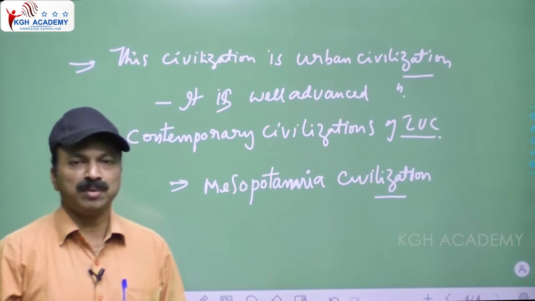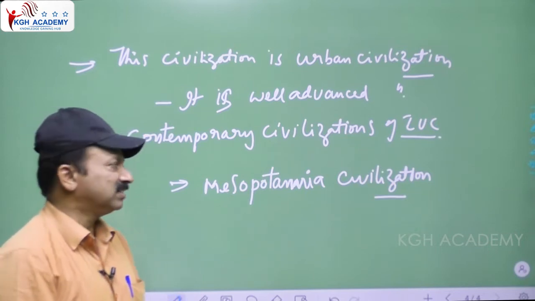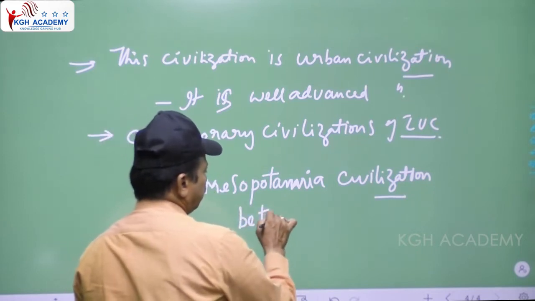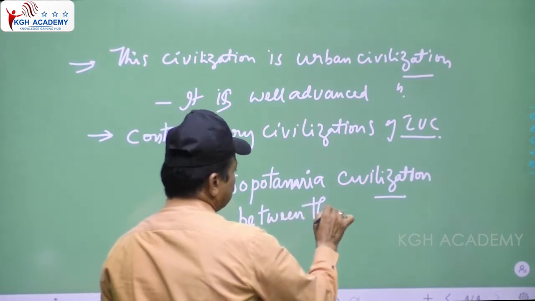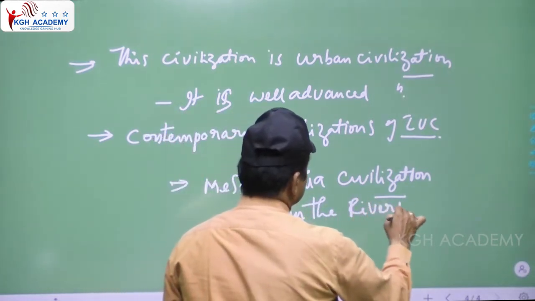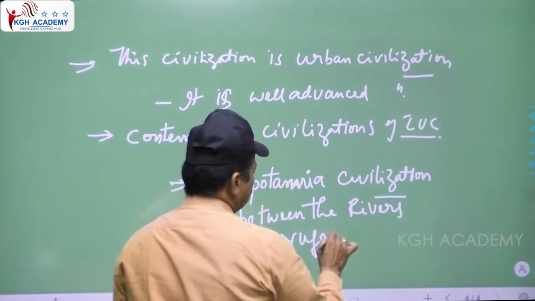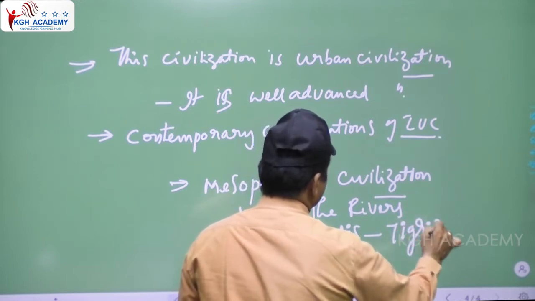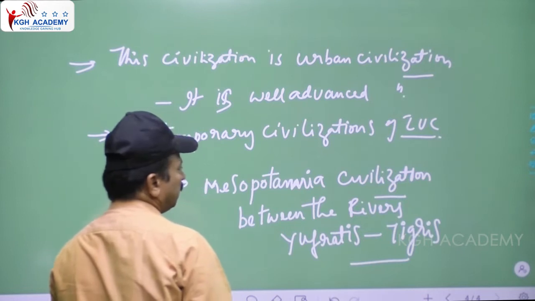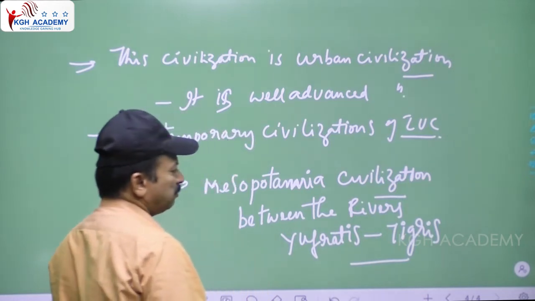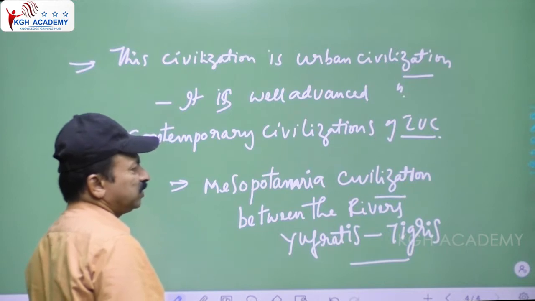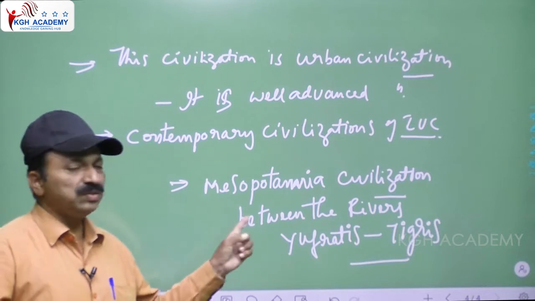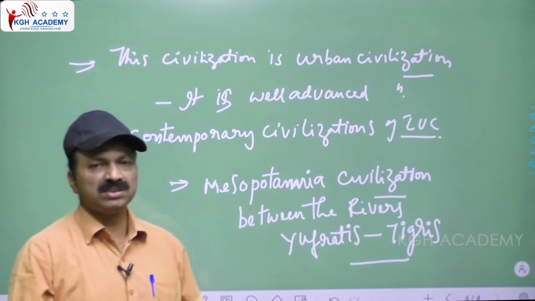It flourished and developed between the rivers Euphrates and Tigris. This civilization developed between the rivers Euphrates and Tigris only. That is one important point you have to remember.